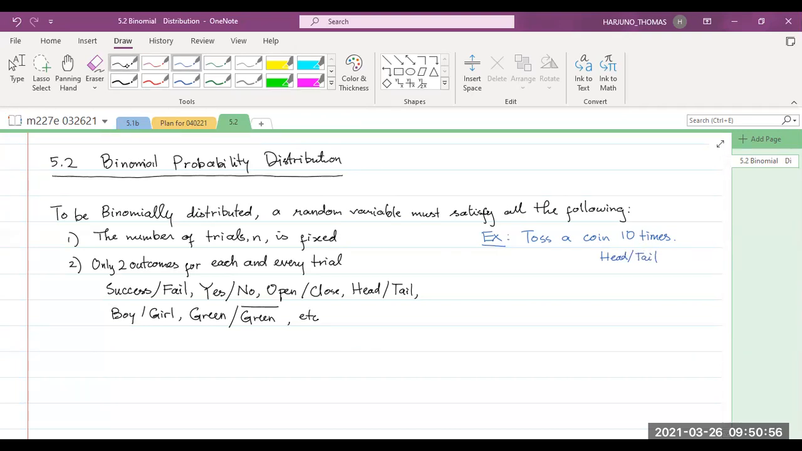Now then the third one, the probability of success. I use the word success here following our textbook and a lot of other textbooks. The probability of the success is constant throughout the experiment.